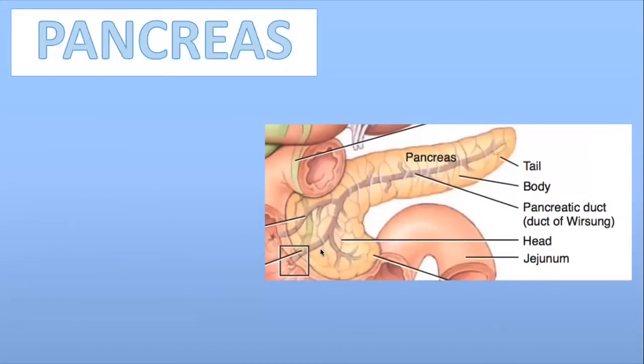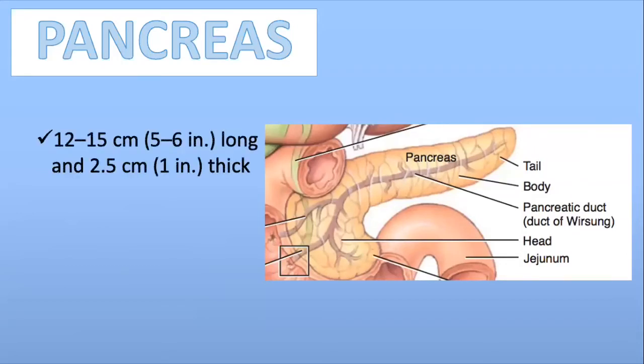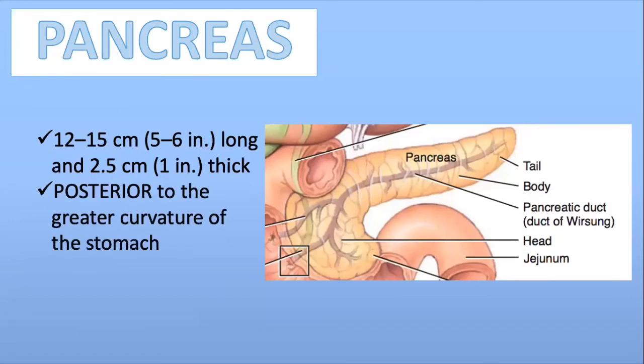Okay, dito na tayo kay pancreas. Si pancreas again is a accessory digestive organ. So your pancreas is about 12 to 15 cm, or that's 5 to 6 inches long and 2.5 cm or 1 inch thick. Okay. So the pancreas is situated posterior to the greater curvature of the stomach.